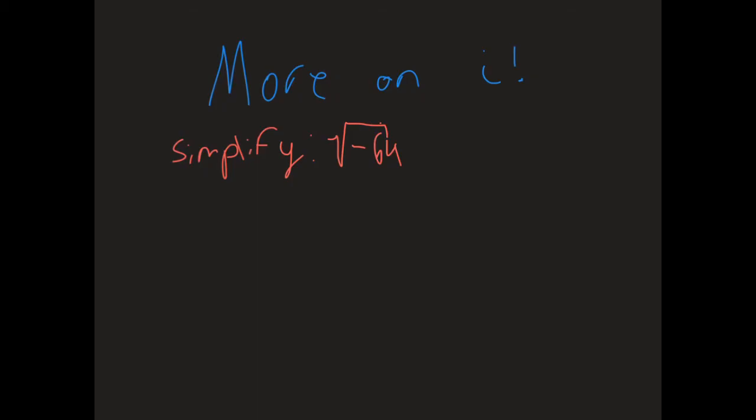Hey guys, and today we'll be talking about more on the imaginary unit i. This can also be used to simplify the principal square roots of negative numbers. The principal square root of a number is just the positive square root of a number. So if I said the principal square root of 4, I would say 2, because 4 has two square roots, negative 2 and 2.